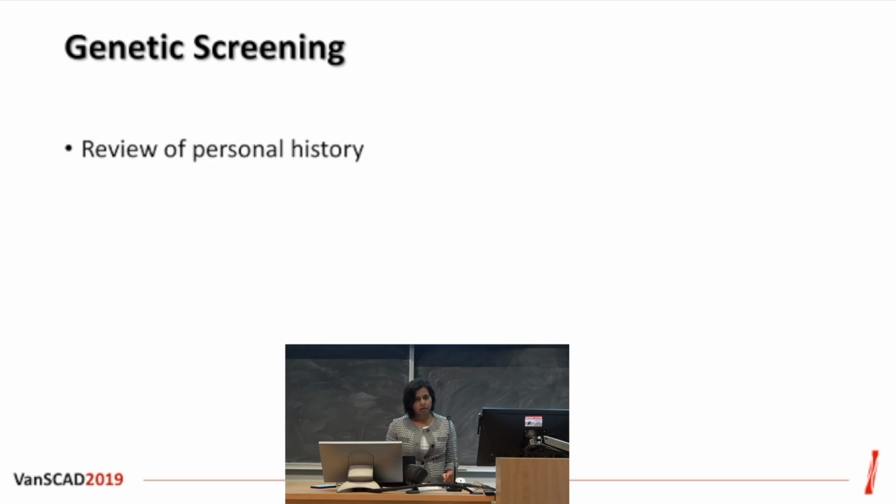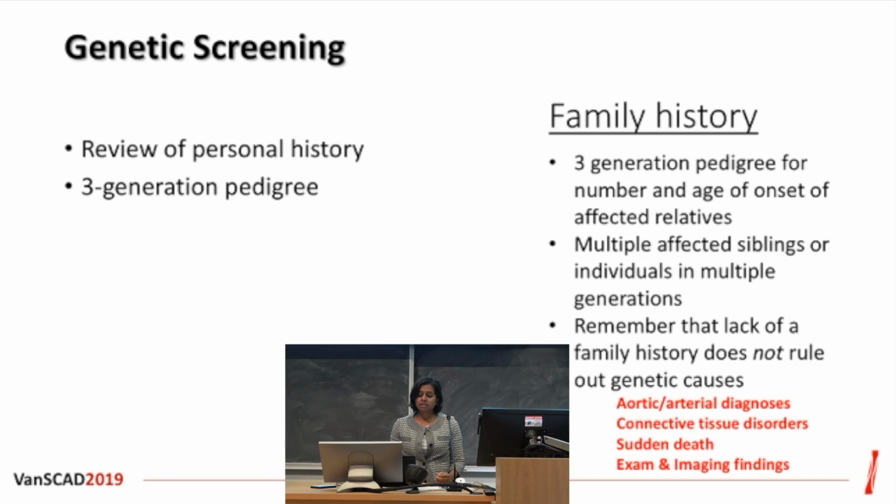So by genetic screening, it's actually a comprehensive assessment, and it starts with a review of your medical history, a 3-generation pedigree, so to get a full family history, including as many relatives as possible. And what that means is the number and age of onset for the affected relatives, how many siblings, if there are multiple, and in which generations they're occurring. That suggests more of a genetic pattern. And a lack of family history doesn't rule out a genetic cause, but in particular for vascular diseases, the family history can be quite helpful.